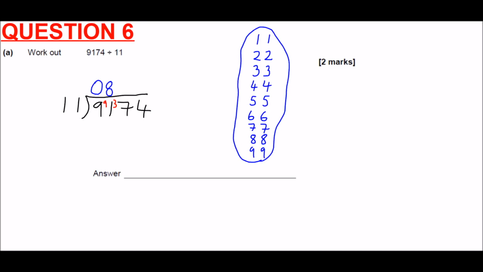Then 11 into 37 goes 3 times. 3 11s are 33. So we've got a remainder of 4, because 33 is 4 away from 37. And finally, 11s into 44, 1, 2, 3, 4, goes 4 exactly. And because there's no remainder, because it fits exactly, we can stop. And so this is our final answer. 9174 divided by 11 is 834.